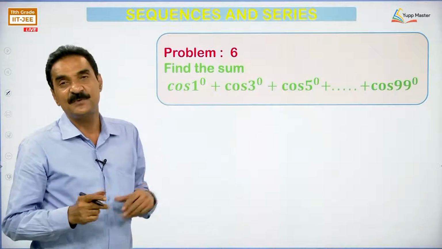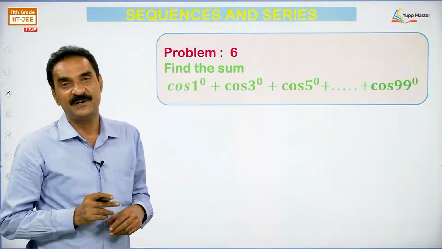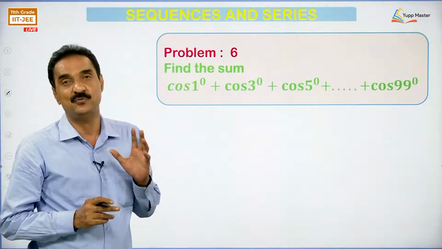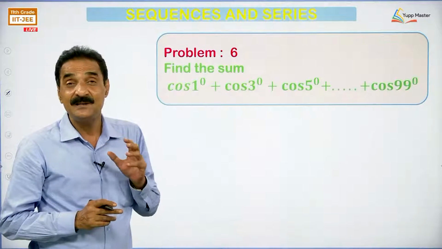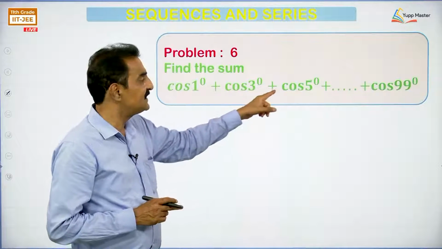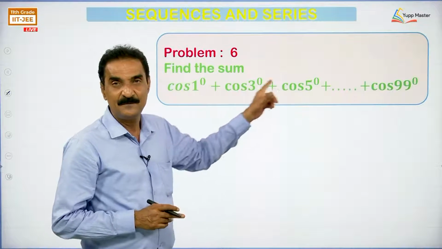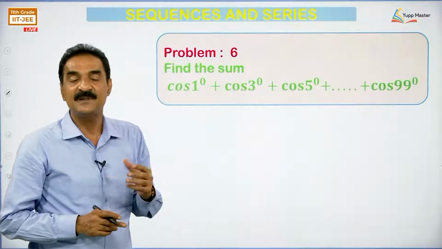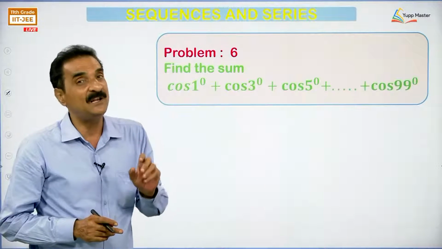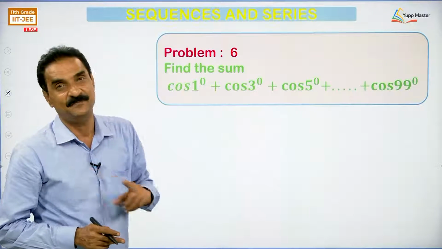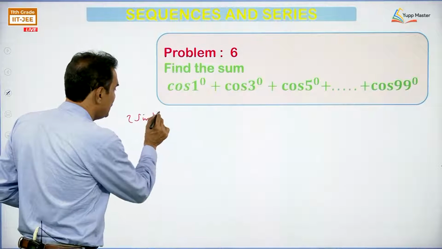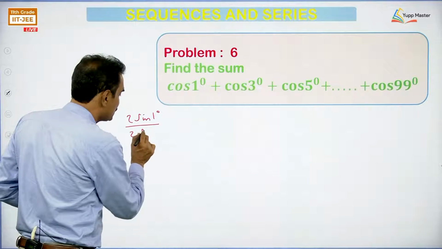For making it a telescoping series, I gave you one formula in trigonometry, if you remember. We have to multiply and divide by 2 sine d by 2. What is d? The common difference of the angles. Here, the common difference of the angles is 2 degrees: 1, 3, 5 and so on. That is an AP with common difference 2. So, multiplying and dividing by 2 sine d by 2 means 2 sine 1 degree.